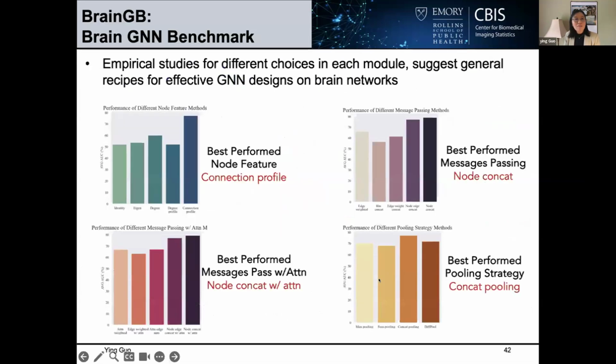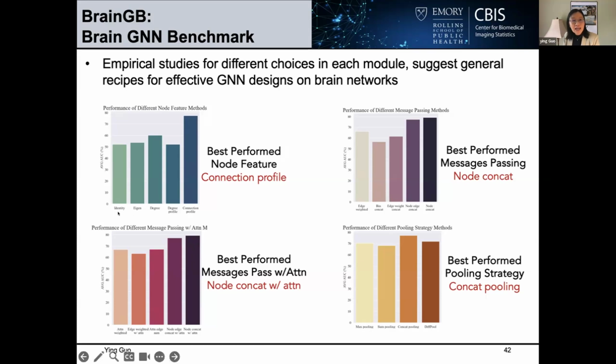And then next, we performed empirical studies using different datasets, and we considered moderate-size data versus large-size data. We put together different pipelines by considering different choices in each of the modules in the GNN and compared the performances. From those results, we came up with some general recipes for how to design effective GNNs for brain networks. For example, for the node feature selection module, we consider different ways to design the node features for brain network data, because for brain network data, all we have is connectivity between regions. So we don't have node features as a direct input as in other network data. So how do you come up with the node features for the GNN, which are required in a GNN?